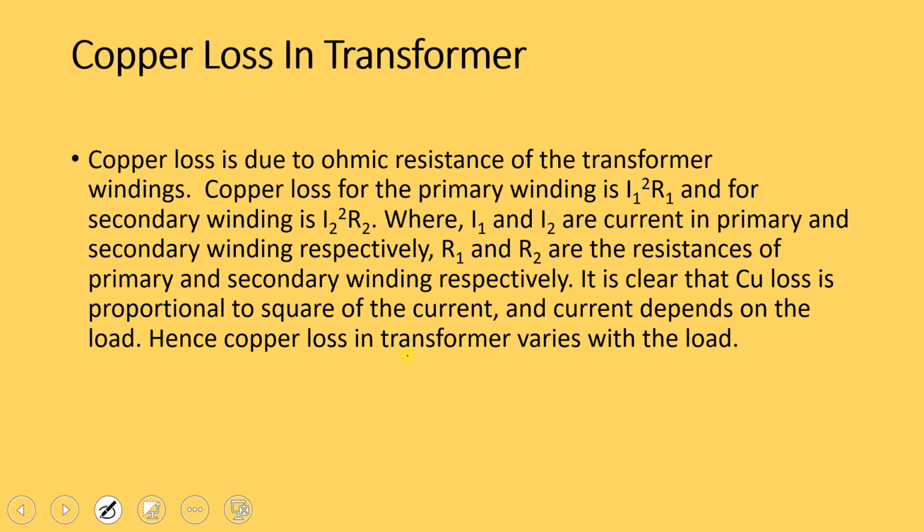Then copper losses. Copper loss is due to the ohmic resistance of the transformer winding. In the primary winding and secondary winding, there is some ohmic resistance, and this loss is because of that. Copper loss for the primary winding is I1 square R1, for the secondary it is I2 square R2. As on the primary side we have the R1 resistance, and on the secondary side we have the R2 resistance. Similarly, I1 is the current on the primary side and I2 the current on the secondary side. So this is about the copper losses.